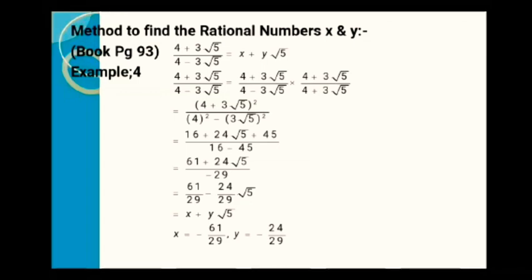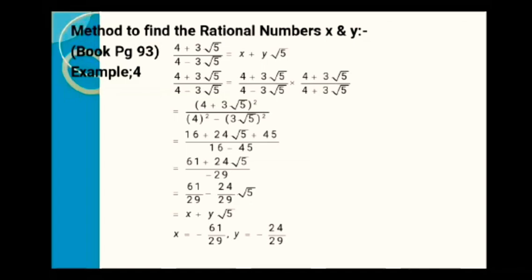Now you will open the identity. That is the first identity in the numerator. 4 square will be 16. And 2 multiplied by 3 multiplied by under root 5 will be 24 under root 5, as under root 5 will be multiplied also. And plus 3 under root 5 whole square will give you 45. I hope it is clear to you.